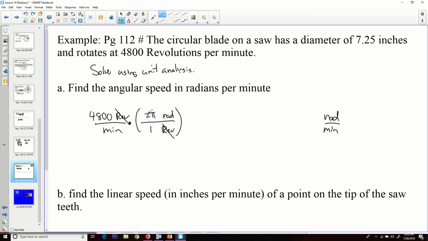If you want a decimal, you can. But 48 twice would be 96, so this is going to be 9,600. Copy your zeros. 9,600. Keep your pi on there, so 9,600 pi radians per minute.